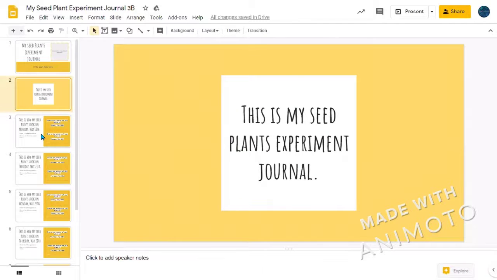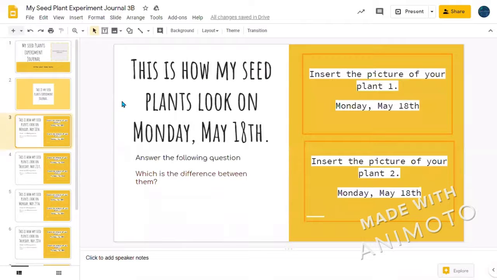Then you're going to start your journal. On Monday, May 18th, you're going to take a picture of your plant 1 and plant 2. Plant 1 is the one that is near the window, and plant 2 is the one that is inside the shoebox. And in here, you're going to answer this question. Which is the difference between them? What can you observe?